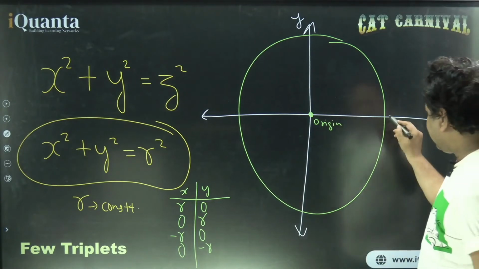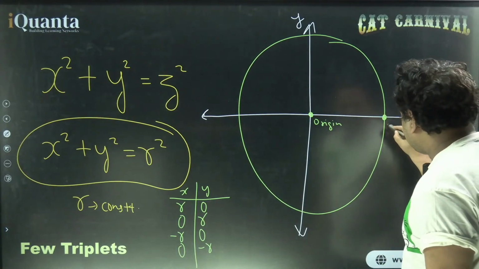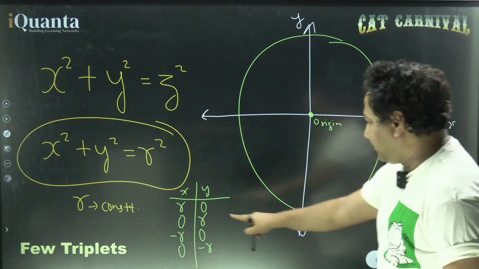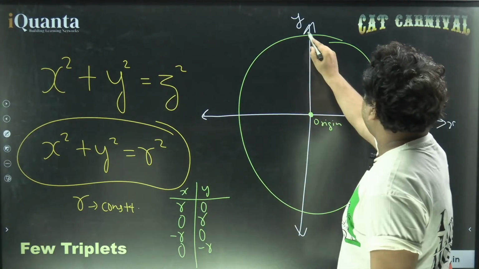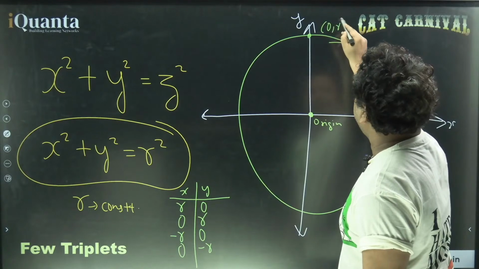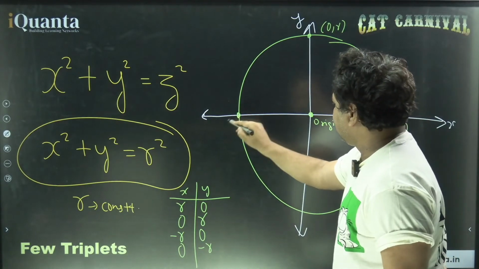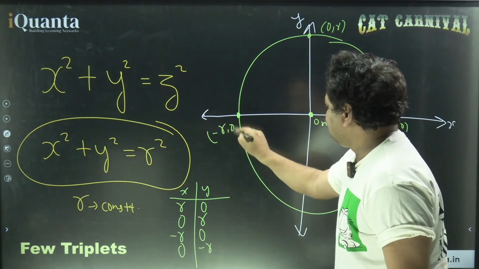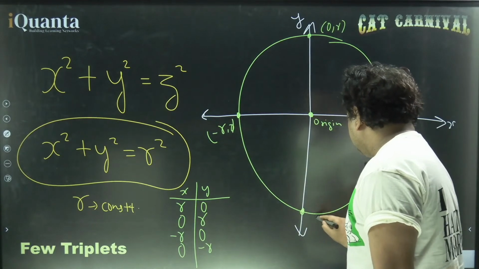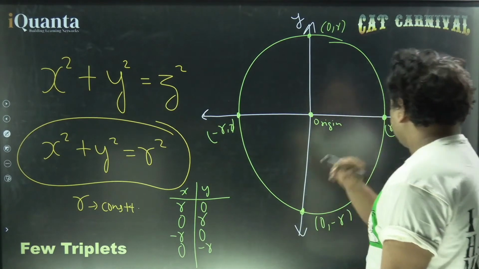And the points at which it is intersecting the axis, this point is r comma 0, जो यहाँ पे मिला हमें. Okay, this one is 0 comma r. This one is minus r comma 0, and this one is 0 comma minus r. Is that true?